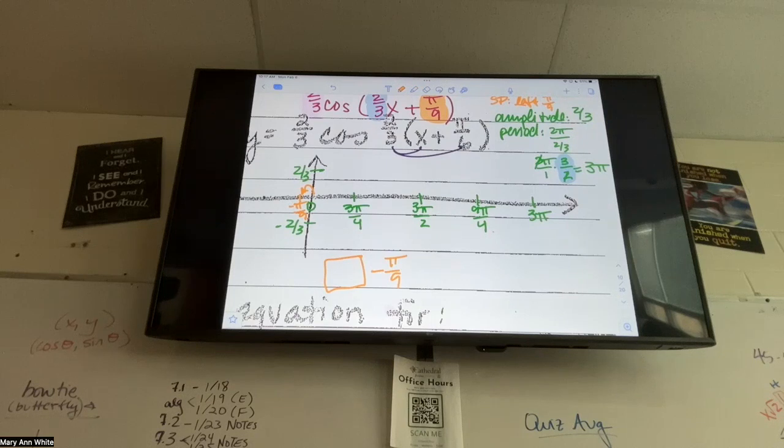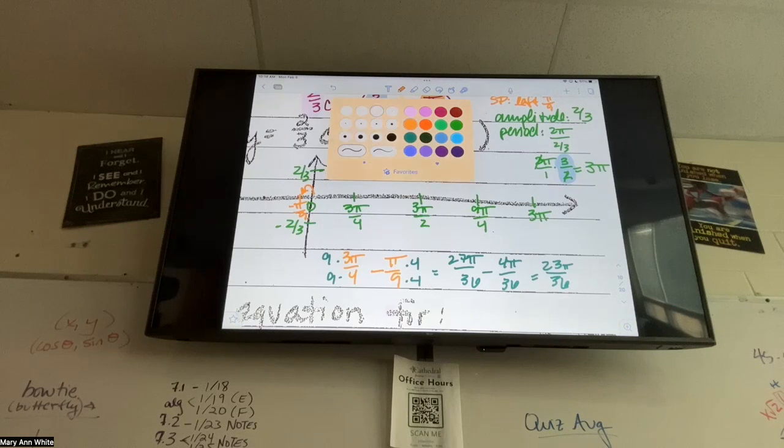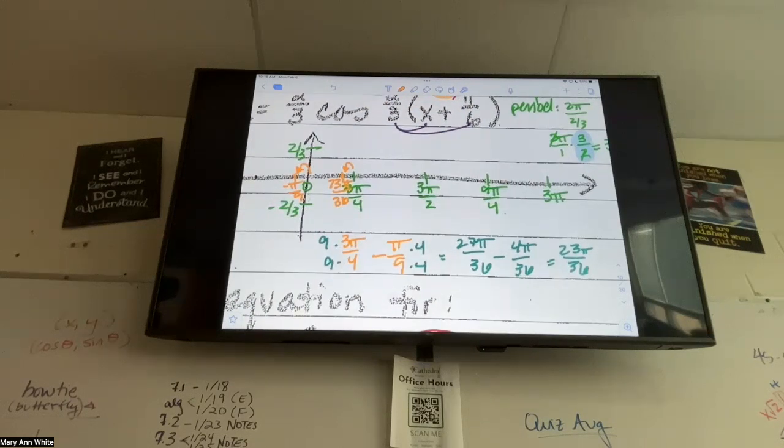So now we've got a lot of our little fraction work to do, but we can do this. So 0 minus pi over 9 is negative pi over 9. Now I'm going to do 3 pi over 4 minus pi over 9. All right, like denominators, I need times 4 and times 9. 27 pi over 36 minus 4 pi over 36, which is 23 pi over 36. I know mine's a little messy because I'm writing over my other numbers, but that's okay.